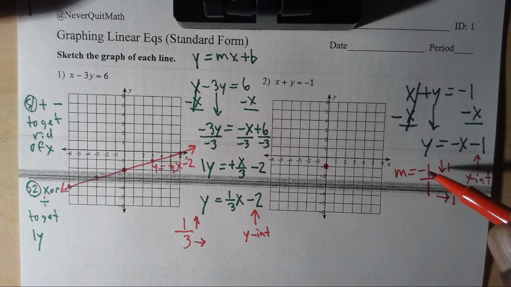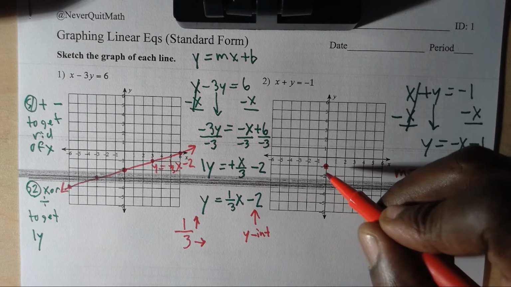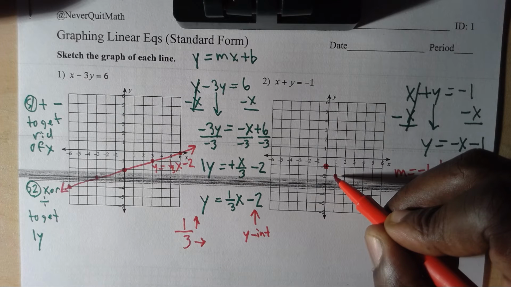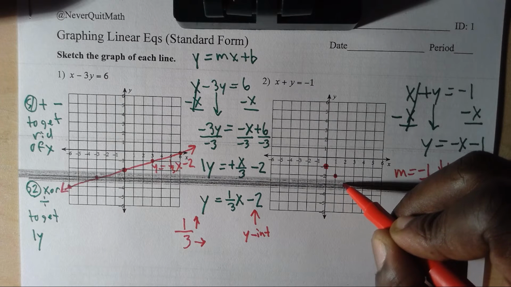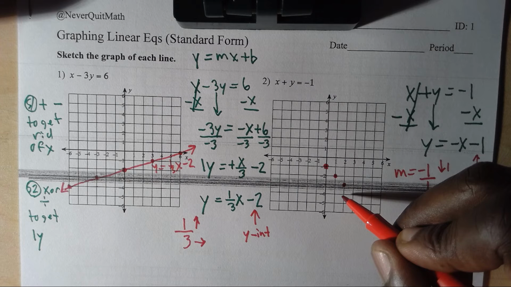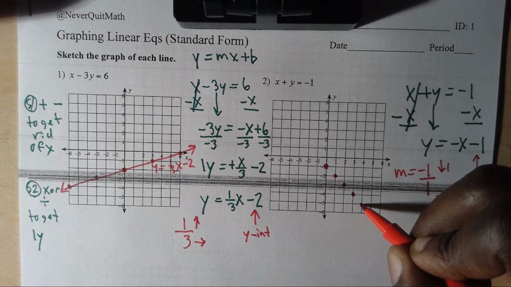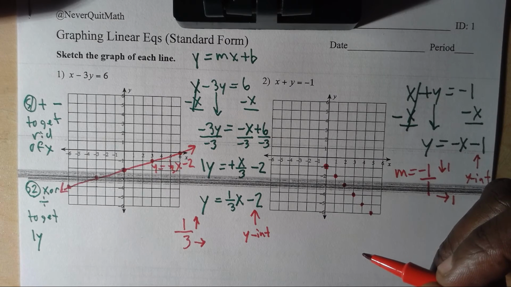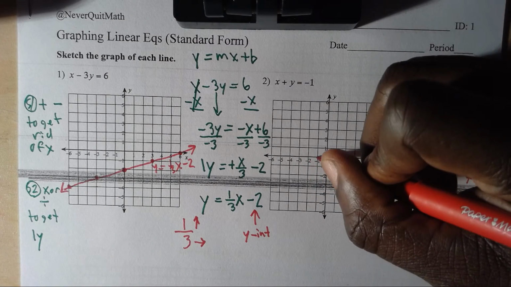So let's follow this pattern. Down 1 to the right 1. Each time I'm placing my dot. After a while, I see the pattern and I try to follow it. I always try to follow the pattern both ways to keep my line accurate.